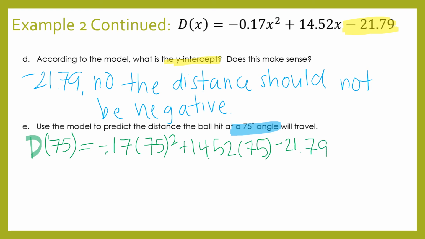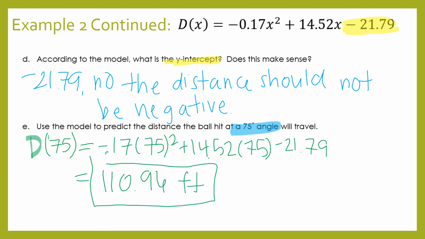Obviously, this is a great place to use your calculator or your Desmos calculator. You should get 110.96 feet for your answer. Which seems to make sense because as that number is increasing, the distance it's traveling is seen to decrease as well. So 110.96 kind of makes sense if we're looking at our table or we're looking at our graph.